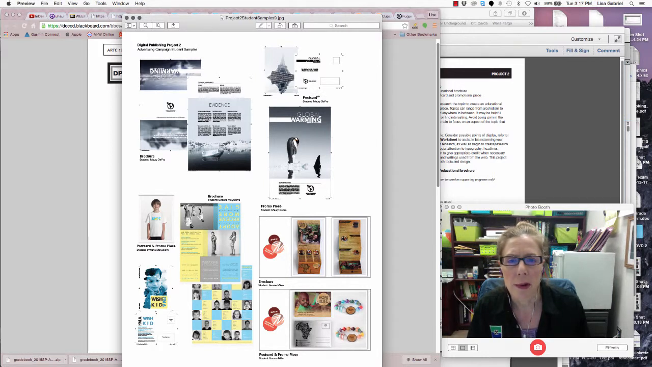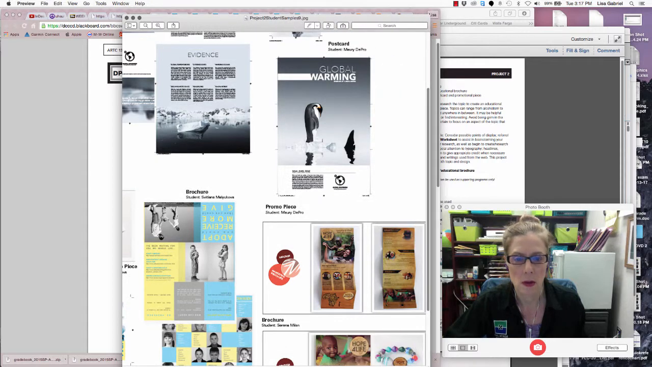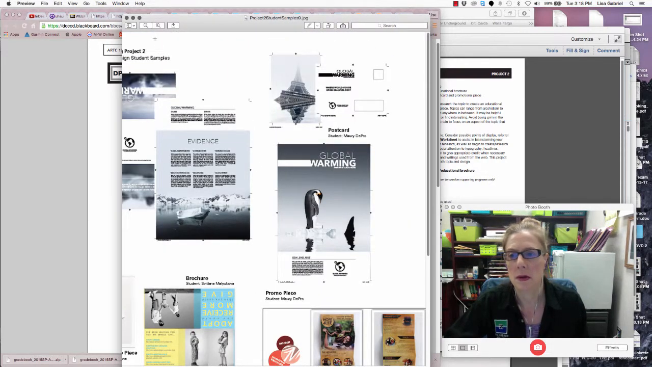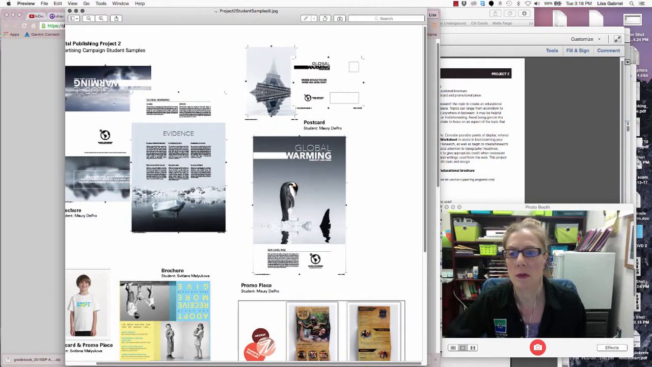There is a postcard, which, if I zoom up slightly here so that you can sort of see. Open this up so we can see all of this. So over here is the brochure piece. This is the front and back of the business card, or I'm sorry, not business card, but postcard. And this over here is a promotional piece that the student designed that goes along with the campaign.